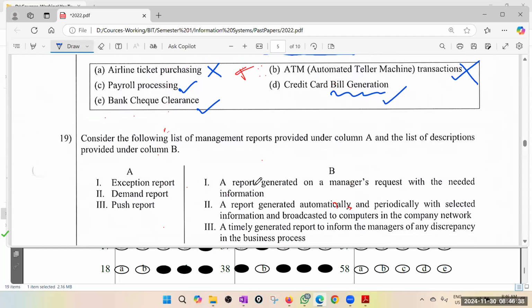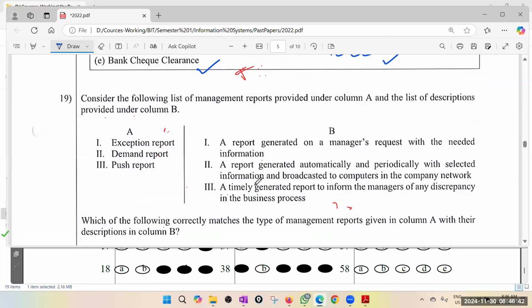19. Consider the following list of management reports provided under column A and the list of descriptions provided under column B. Exception reports. When there's an exceptional situation, the report is generated and sometimes it is pushed to you, like an SMS alert or something.